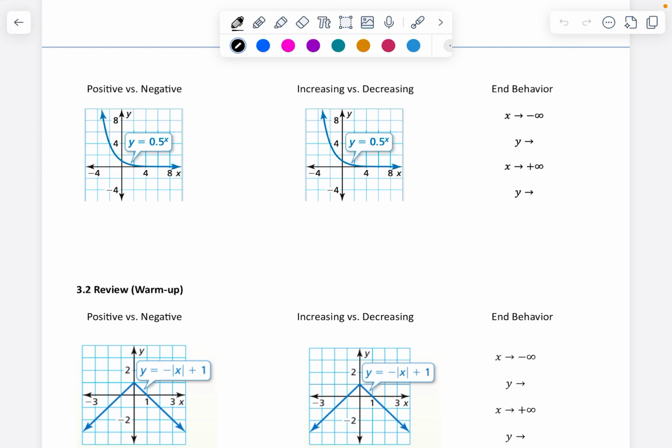All right, today we are going to talk about section 3.3. But before we get to that, we have some warm-up problems to do, just to review those characteristics of functions. So you try them first, and then you can push play and check.